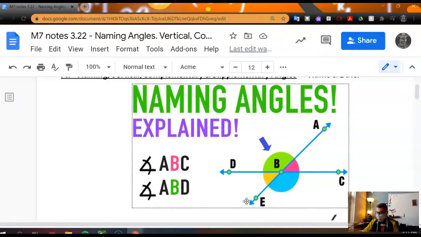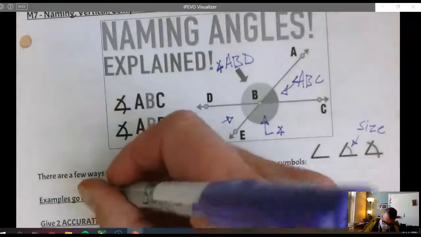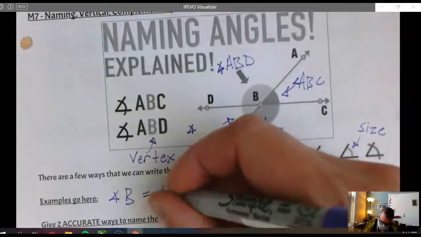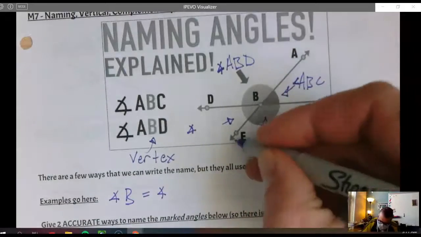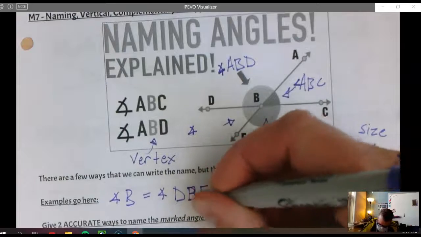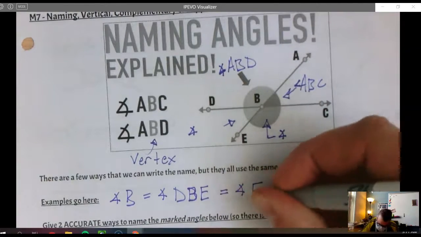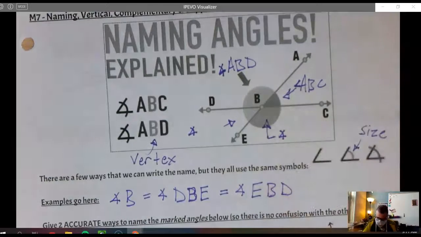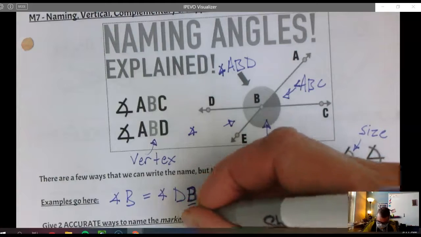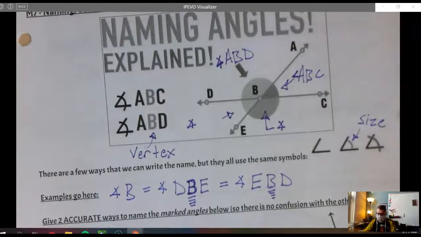Yeah, so, guys, I'm actually going to, down where it says examples, go here. Angle B. Except we said, okay, we can be better than that. And Lily just said this one is angle D, B, E. But that's the same as angle E, B, D. As long as the vertex is in the middle, you can switch the order of the other points.